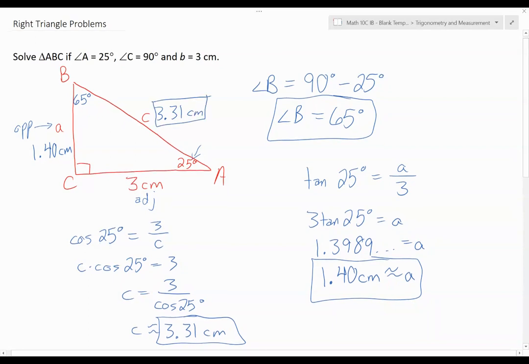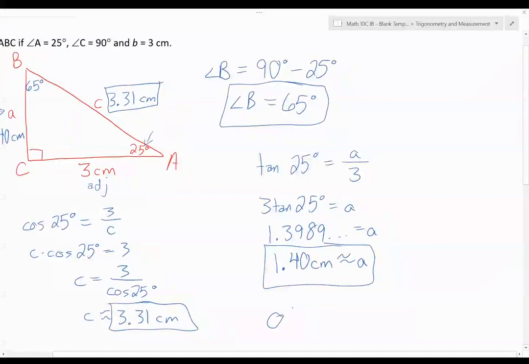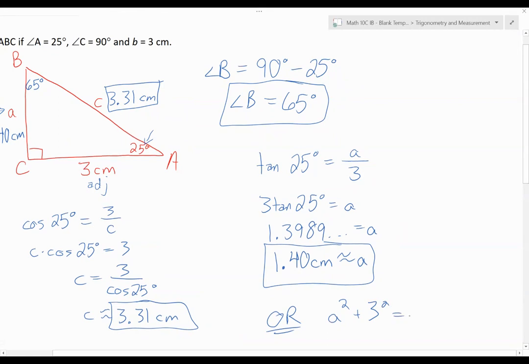Alternatively, I can use the Pythagorean theorem. So I can use the fact that a squared plus 3 squared equals c squared. If I do that, I should remember to use the unrounded value. When I multiplied 3 times tan 25, I rounded it to 1.40, but I had way more decimal places than that. So in my calculator, I will square that unrounded value, add that to 3 squared, and then take the square root of that answer, which gives me exactly the same thing I got by using the cosine, the 3.31.